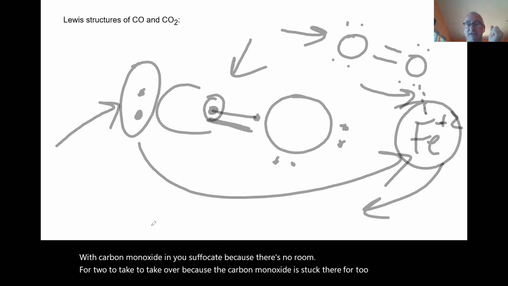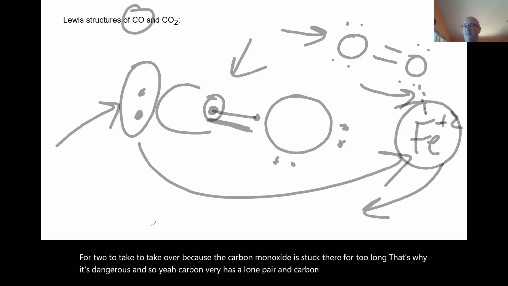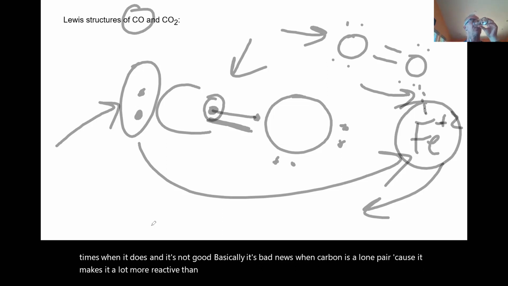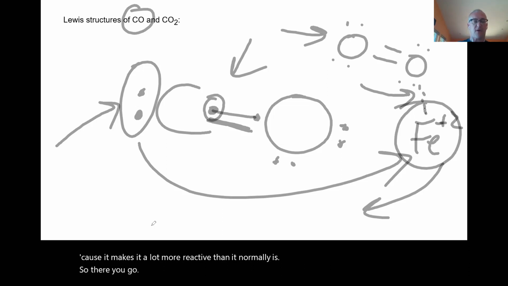That's why it's dangerous. And so, carbon very rarely has a lone pair, and carbon monoxide is one of those times when it does, and it's not good. Basically, it's bad news when carbon has a lone pair, because it makes it a lot more reactive than it normally is. So there you go. That's carbon monoxide.